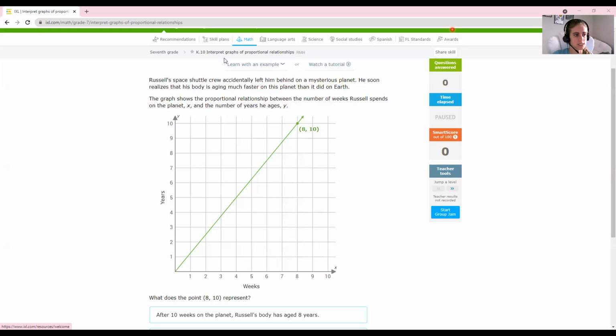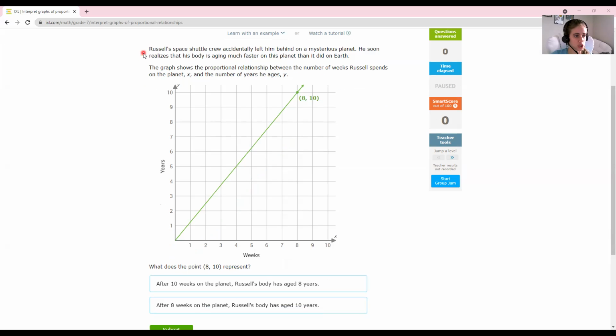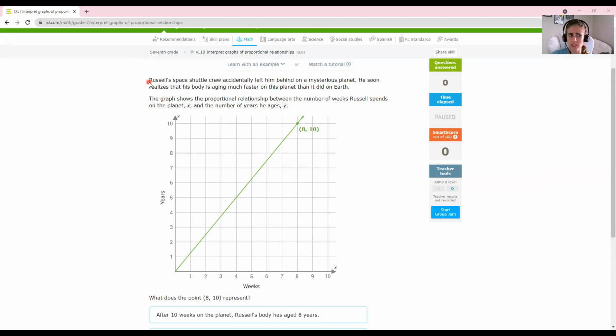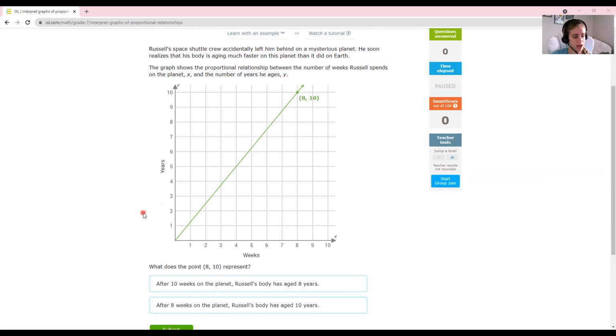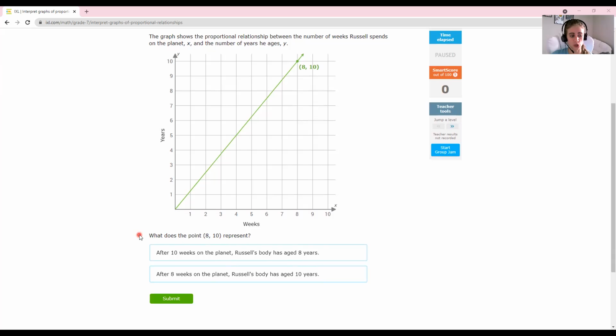All right, here we are on our assignment, interpret graphs of proportional relationships. So every single graph we have here is going to be a proportional relationship. So Russell's space shuttle crew accidentally left him behind on a mysterious planet. He soon realizes that his body is aging much faster on this planet than it did on Earth. The graph shows the proportional relationship between the number of weeks Russell spends on the planet, X, and the number of years he ages, Y. And if we look below our graph, our question is we want to know what the ordered pair, the point (8, 10), represents. Let's break this down.